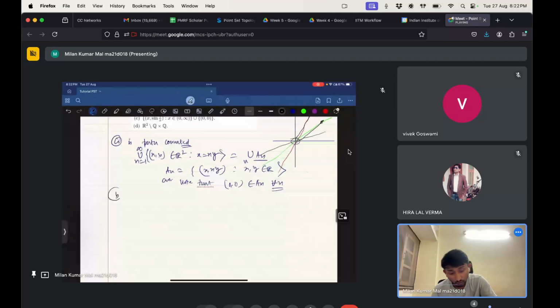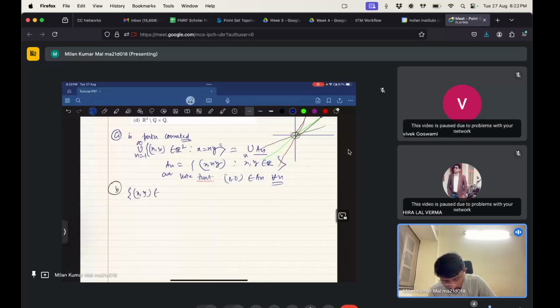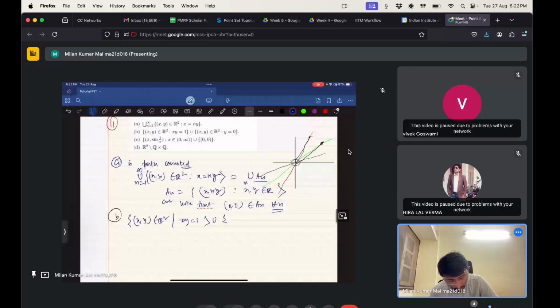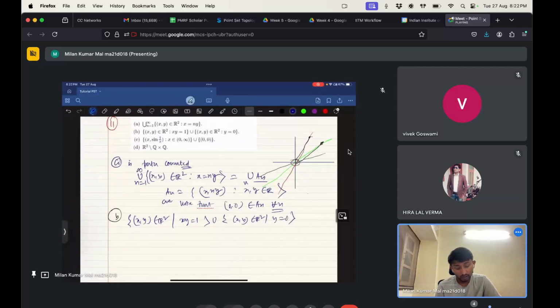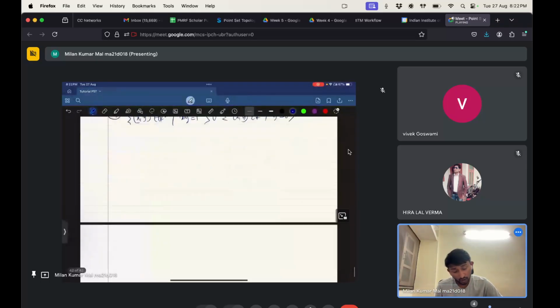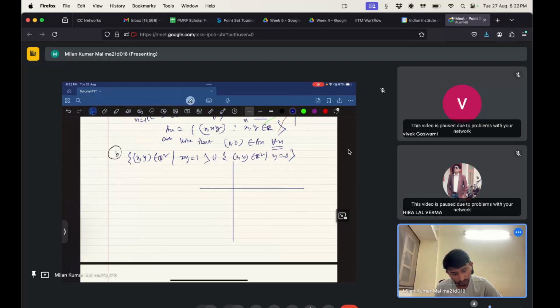B. What B says is: the set of (x, y) belonging to R square such that xy is equal to 1, union the set of (x, y) belonging to R square such that y is equal to 0. So the question is whether this is connected or not. Let me first draw the lines. xy equals 1 and y equals 0. y equals 0 means the x-axis, right? xy equals 1 looks something like this way.